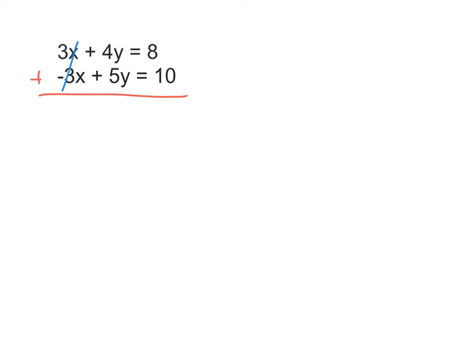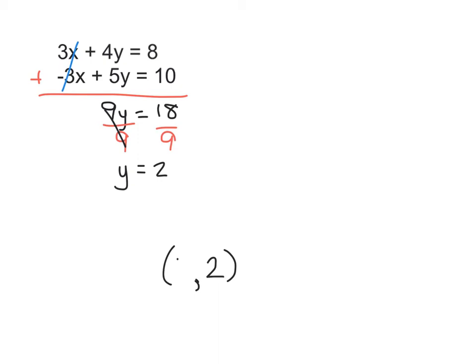So then we're going to keep adding. We've got 4y plus 5y, which is 9y, equals 8 plus 10, which is 18. And we're going to go ahead and solve this by dividing both sides by 9. 9 over 9 is 1, so 1y equals 2. So, where does that 2 go in our point? It goes right here because it's our y value.